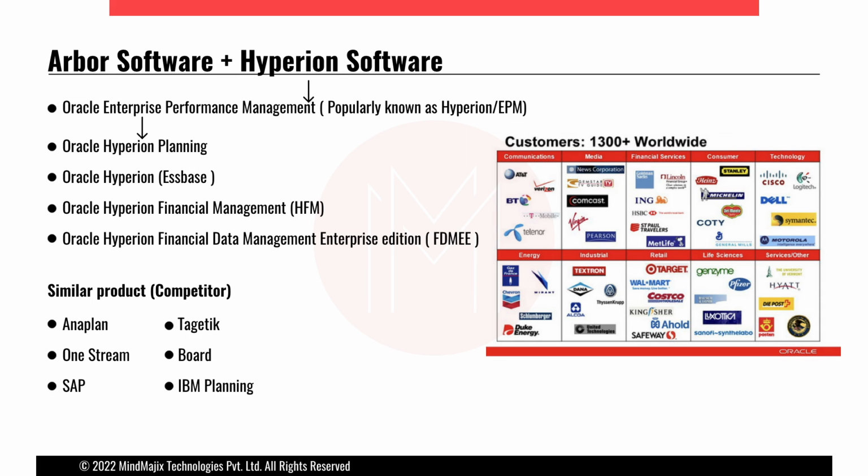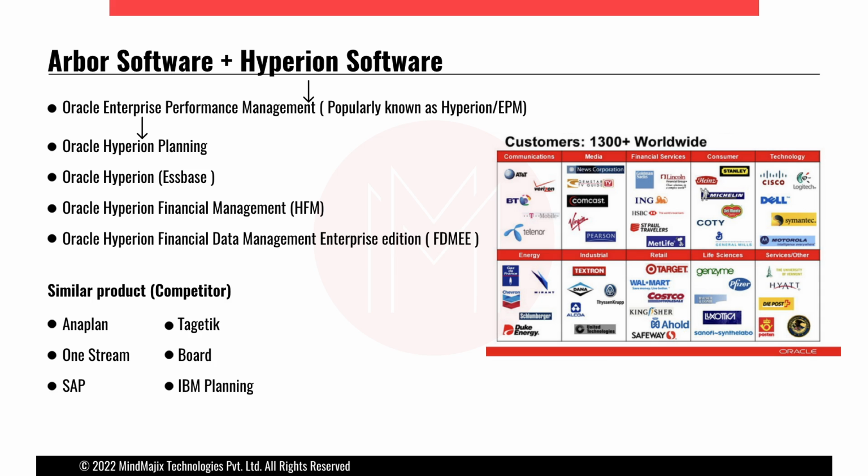Let me also tell you there are similar products, or competitors, of Oracle Hyperion. Why I'm telling you all this is that it gives you an overall picture of what this software is, who the competitors are, why it came about, and what the use of it is. So the competitors are companies like IBM and SAP. They are also running the same kind of product with a different look and feel, and there are pros and cons to all the products. Some of those listed are Anaplan, OneStream, SAP, Tagetik, Board, and IBM Planning. These are all competitors of Oracle in planning software.